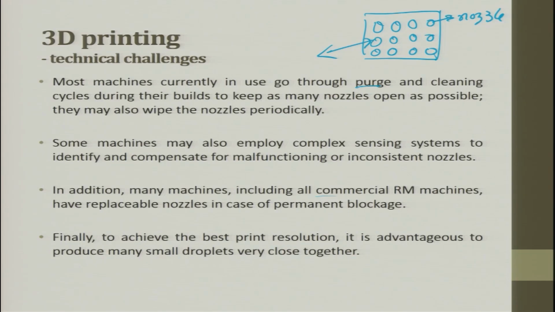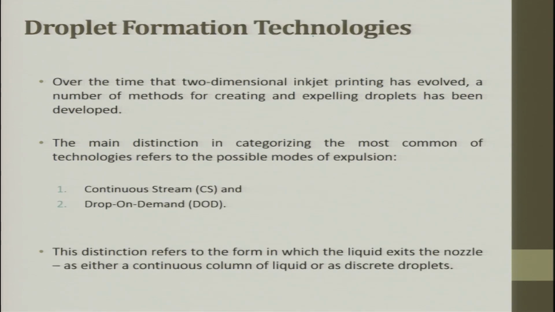Finally, to achieve the best printing resolution, it is advantageous to produce many small droplets very close to the dimensions. Droplet formation technology. Over time, two-dimensional inkjet printing has evolved. A number of methods for creating and expelling droplets have been developed. The main distinction in categorizing the most common technologies refers to the mode of expulsion. One is continuous stream, another one is drop on demand, DOD.